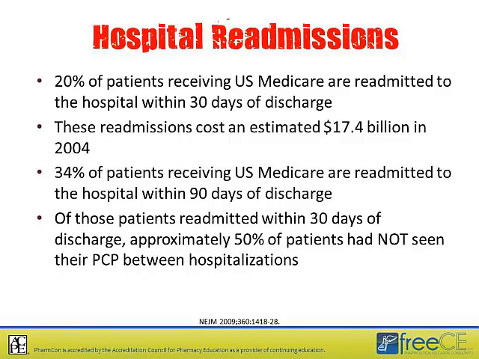What they found in this Medicare data is that about a fifth of patients, or 20% of patients receiving U.S. Medicare benefits, are readmitted to the hospital within 30 days of discharge. The cost associated with these readmissions was estimated to be about $17 billion. This is 2004 data, so it might be slightly higher today, but probably not a huge difference. And then about a third of patients receiving U.S. Medicare benefits are readmitted to the hospital within 90 days of discharge.